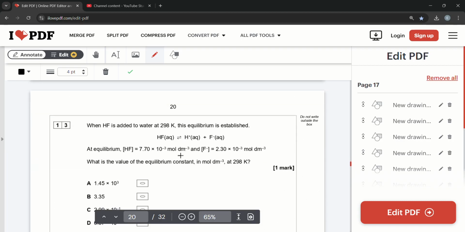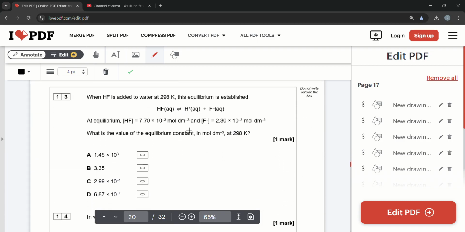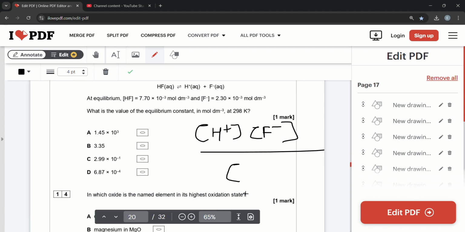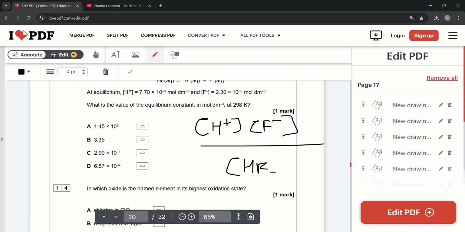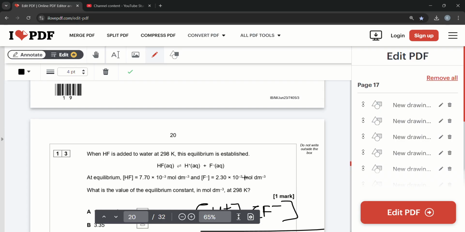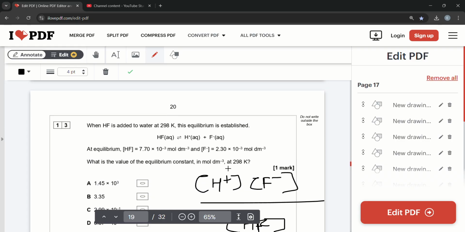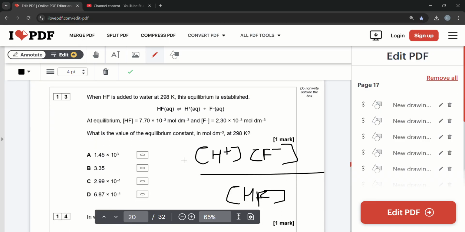13. What is the value of the equilibrium constant? Well, we've got our products over reactants, right? So H+ and F- over my reactant HF. I'm given HF, I'm given F-. And here's the thing we need to do. How do we find out the equilibrium constant?